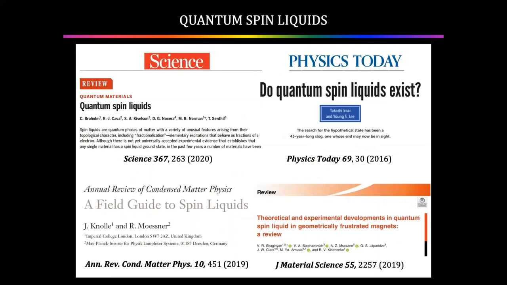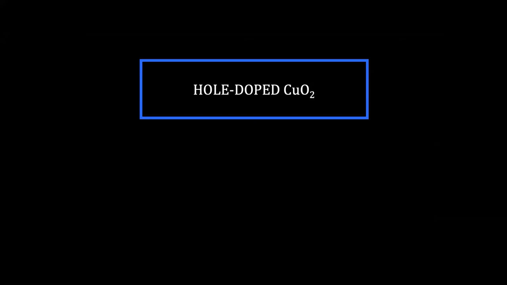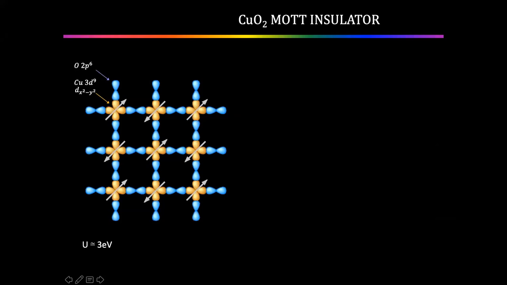All right, now let's talk about CuO2. This is the material which produces copper-based high-temperature superconductivity. So if you take a plane, which is just made of copper and oxygen atoms, copper, oxygen. The coppers are in a 3d9 state. So all the d electron states are filled except one.